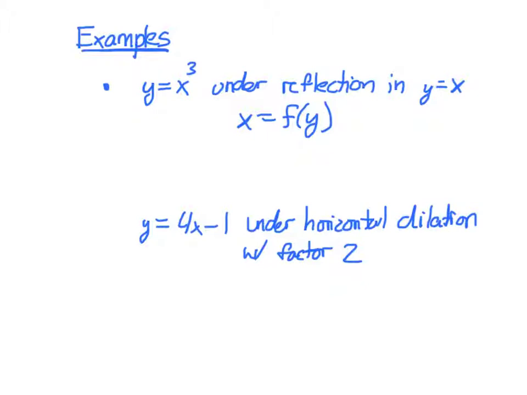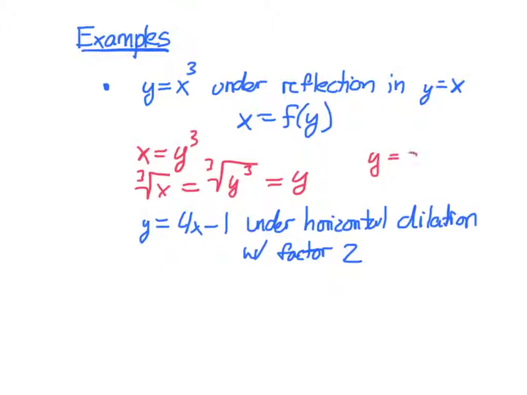So to do that, I simply get x equals y cubed. Well, this gets a little tricky. How do I solve for y? Well, I need to go back to algebra here and remember that I can take the cube root. So I'm going to take the cube root of both sides. Right, and the cube root of y cubed is simply y. So my image equation is y equals the cube root of x. And I could graph that if I wanted to. I could put it in the graphing calculator.